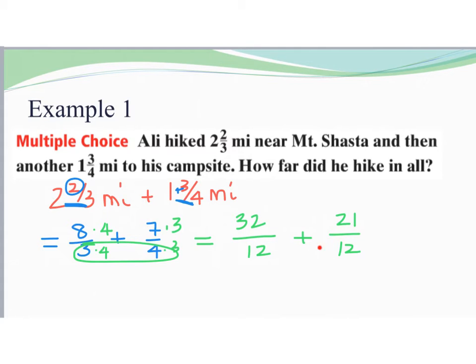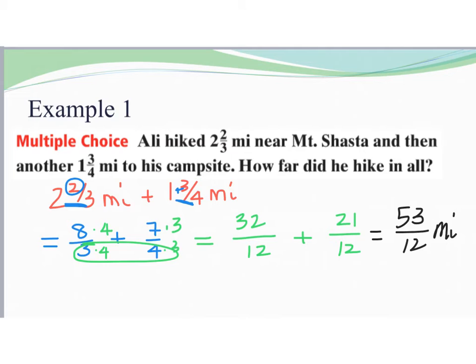Now, because I have a denominator of 12 on both of these fractions, all I have to do is add my numerators. My denominator is going to be the same thing as what I made it, and I have 32 plus 21, which will give me 53 twelfths, and my unit is miles. Now, if you want to, you can rewrite this as a mixed number.